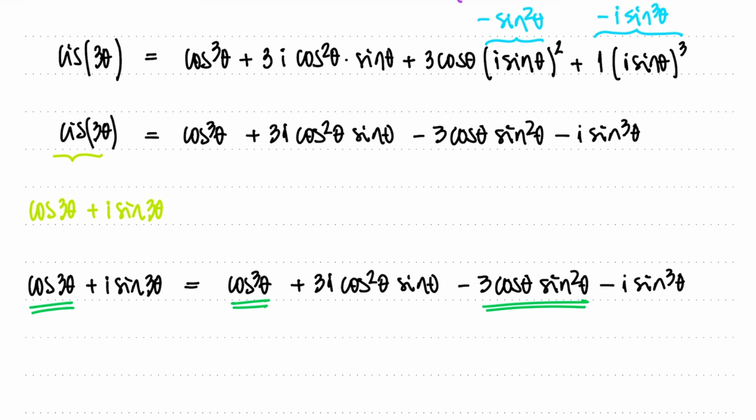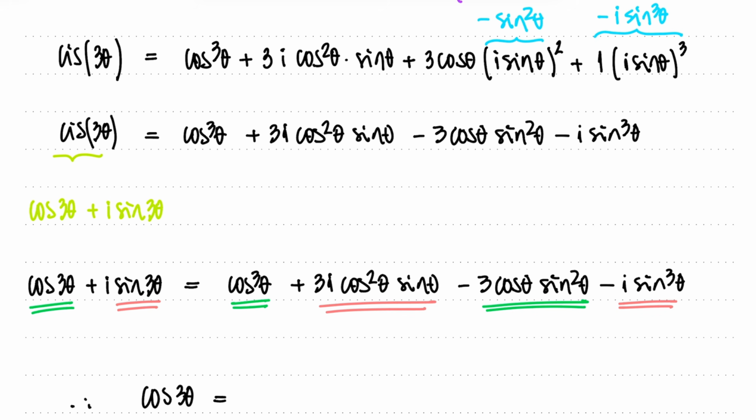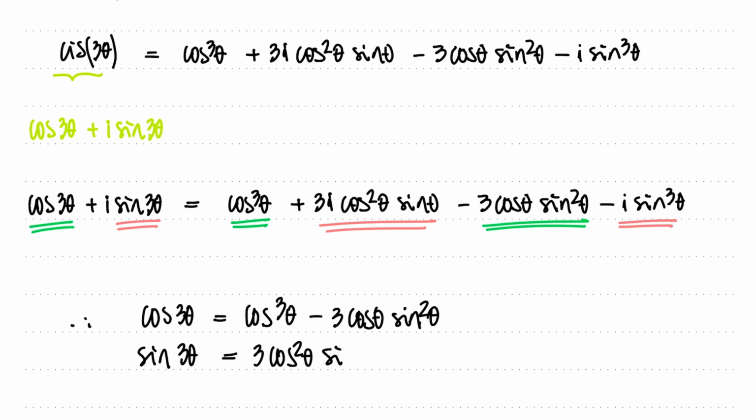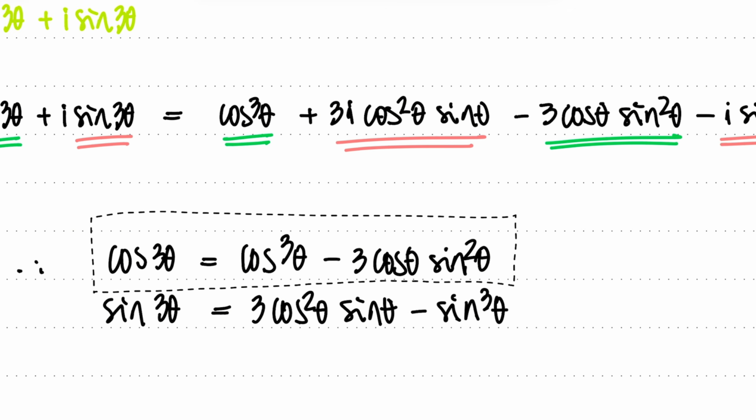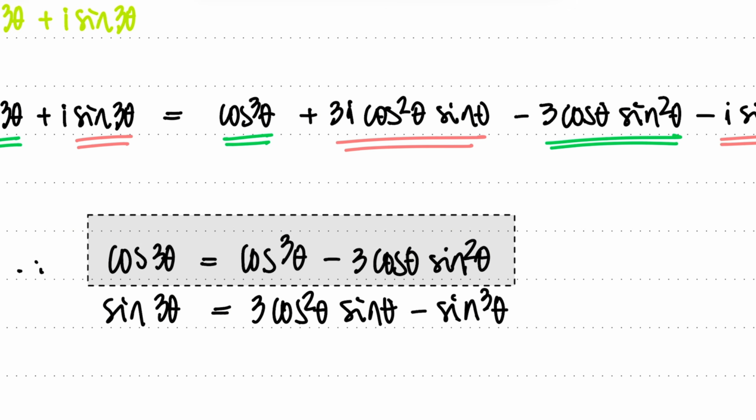Now, if we take the imaginary parts of the left-hand side, it needs to be equal to the imaginary part of the right-hand side. Therefore, cos of 3 theta is cos cubed minus 3 cos theta sine squared. And sine of 3 theta is equal to 3 cos squared theta sine theta minus sine cubed of theta. And this is close to what we need to prove, but not quite that.